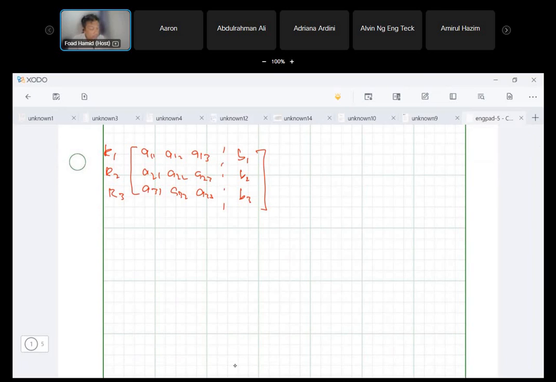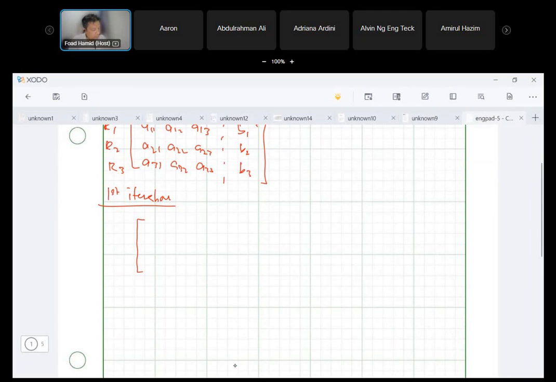So what we want to do is we need to eliminate. So this is the first iteration. After the first iteration, what we want to do is we want to have A11, A12, A13, and still B1. And this is still R1. And this is what we call R2 prime, which is after the first iteration, and R3 prime after the first iteration. So after the first iteration, we need to make this 0 and 0.